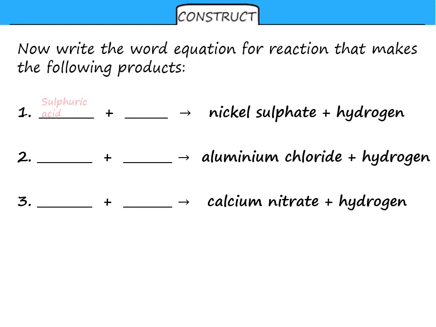Okay, so the first one, sulfuric acid plus nickel will give nickel sulfate plus hydrogen. Now hydrochloric acid plus aluminium will give aluminium chloride plus hydrogen. And nitric acid plus calcium will give calcium nitrate plus hydrogen.